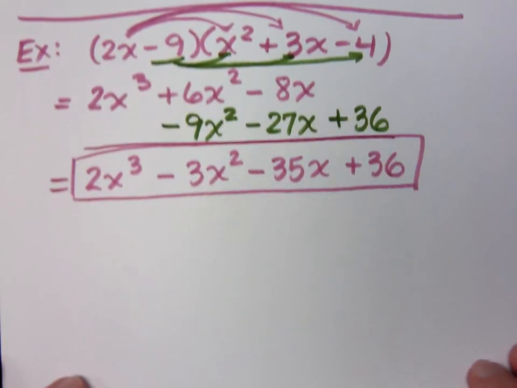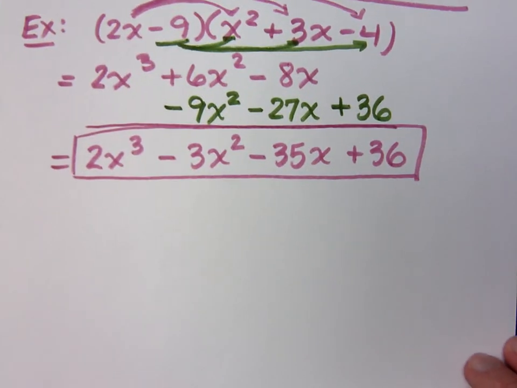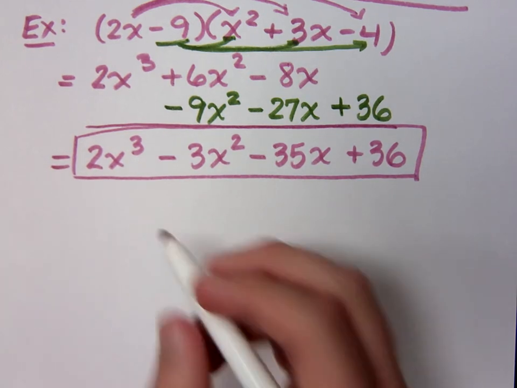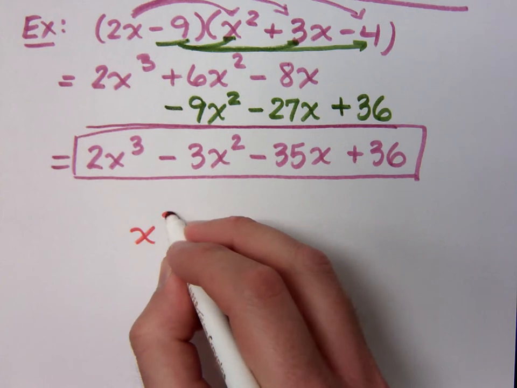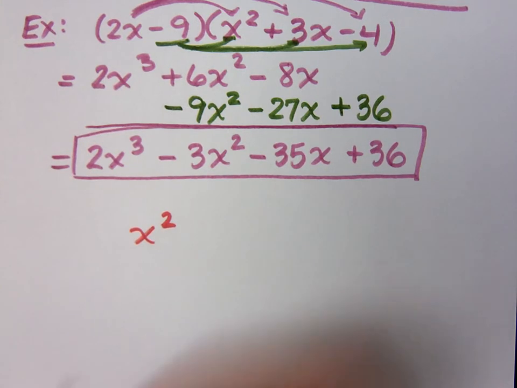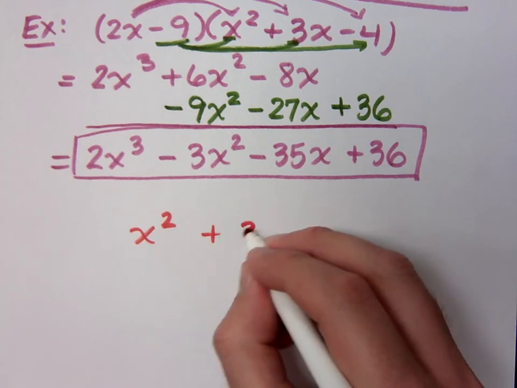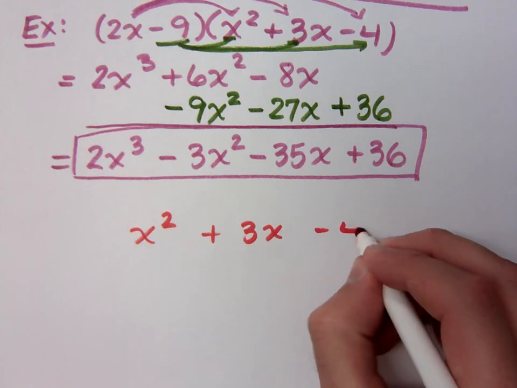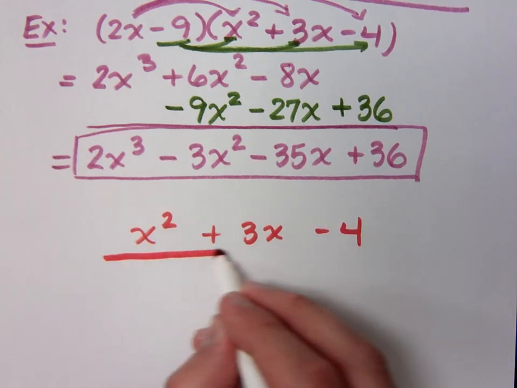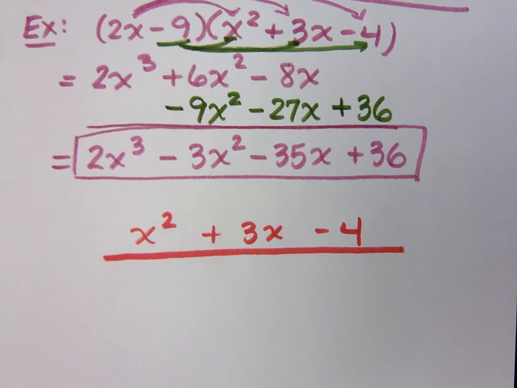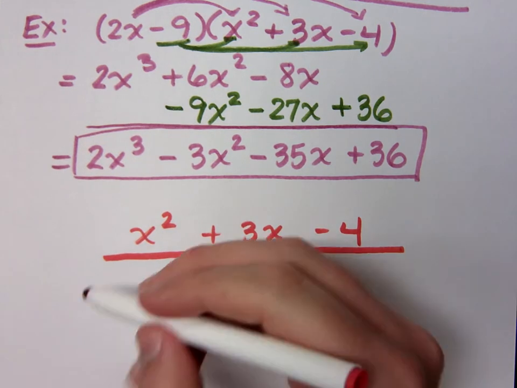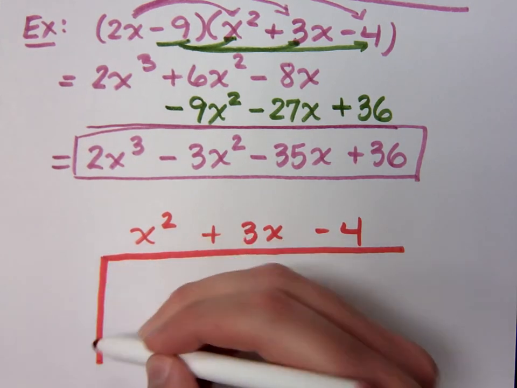organization would have looked like if you had done the box method on this guy. With the box method, and this is the way I like to do it, take the larger polynomial, in this case the x squared plus 3x minus 4. I put that across the top of my box. How many columns will I have with this guy? 3. 3. Now how many rows am I going to have?